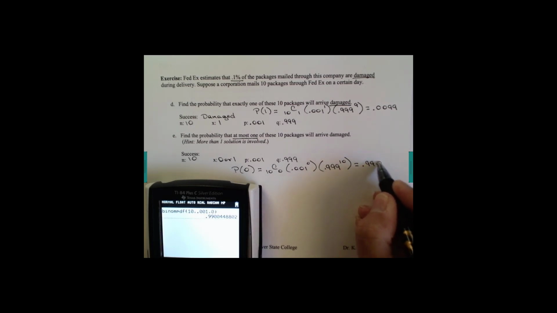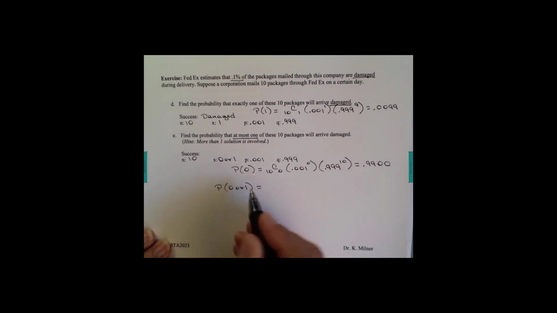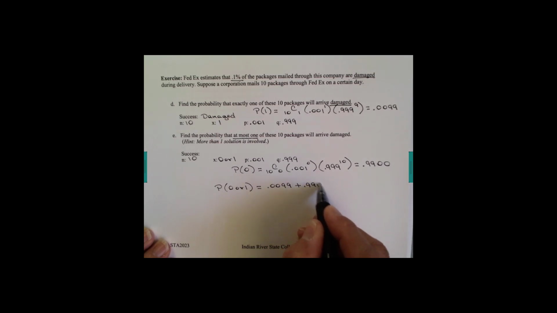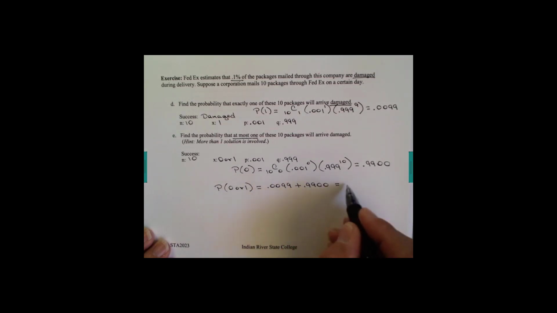Well, 0.9900 is what we came out with. So now all I have to do is say the probability of 0 or 1 is equal to the two of those added together, 0.0099 plus 0.9900. Well, that's easy math. I don't even need a calculator for that. 0.9999 would be my answer.